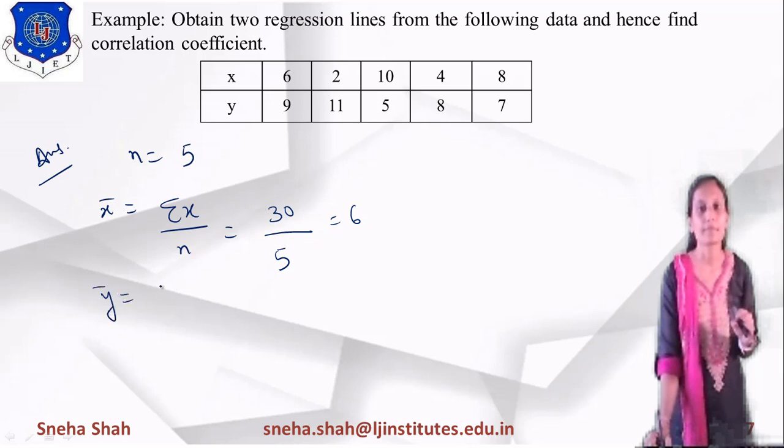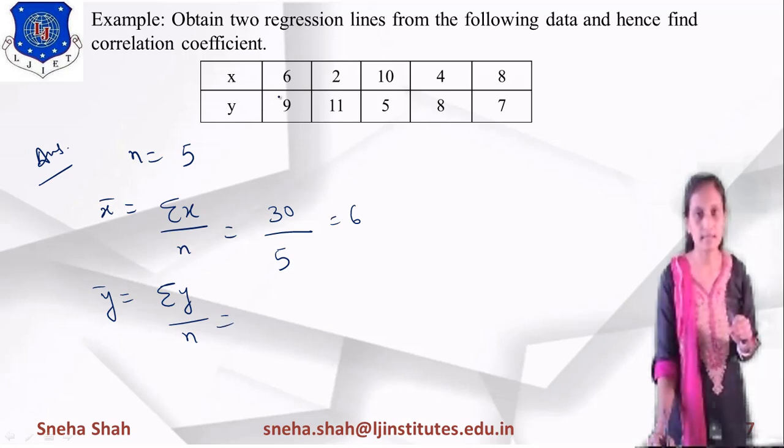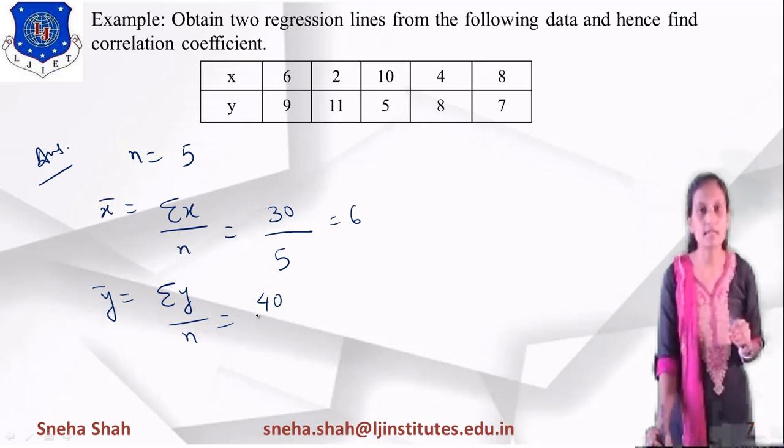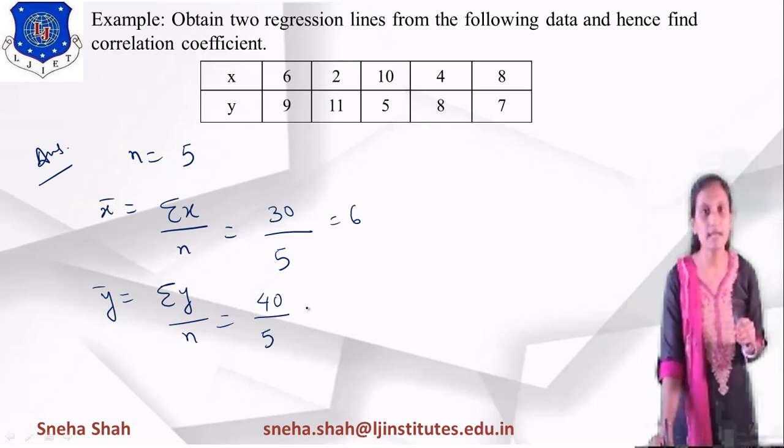Similarly, we will find the value of y bar, and its formula is summation y upon n. Now what is the value of summation y? 9 plus 11 means 20, plus 5 is 25, plus 15. So 25 plus 15 means its value equals 40. Right? So 40 divided by 5, so the mean value of y will be equal to 8.